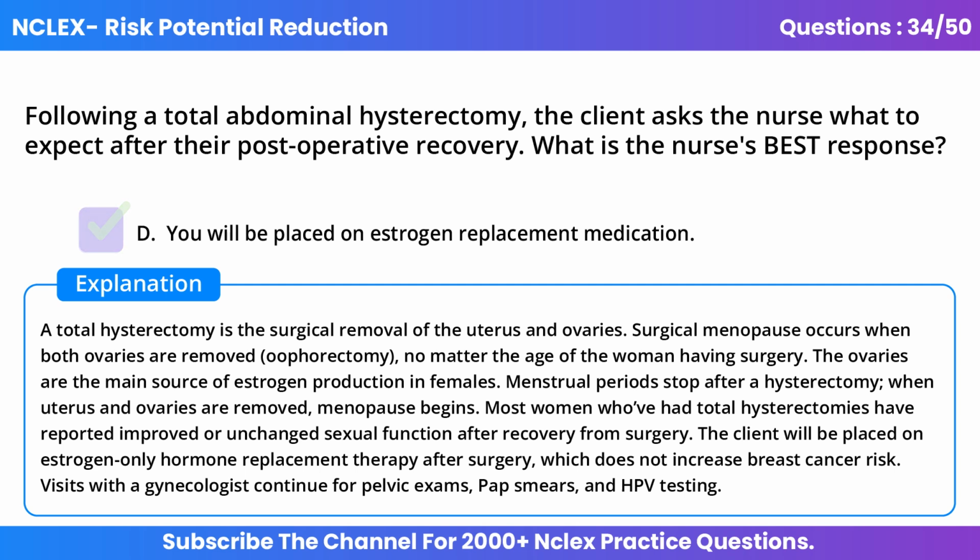The ovaries are the main source of estrogen production in females. Menstrual periods stop after a hysterectomy. When uterus and ovaries are removed, menopause begins. Most women who've had total hysterectomies have reported improved or unchanged sexual function after recovery from surgery. The client will be placed on estrogen-only hormone replacement therapy after surgery, which does not increase breast cancer risk. Visits with a gynecologist continue for pelvic exams, pap smears, and HPV testing.